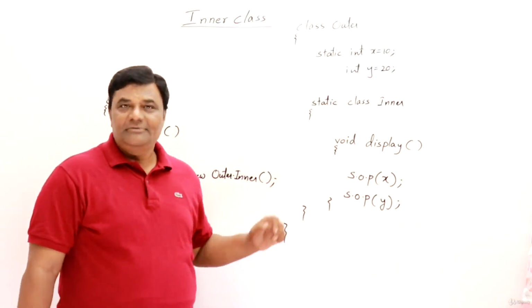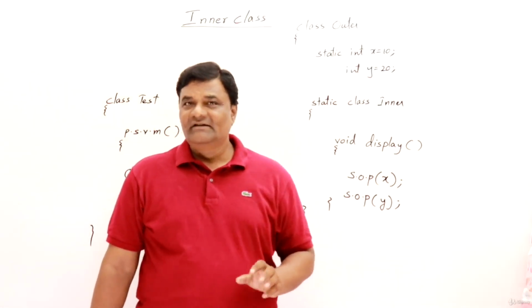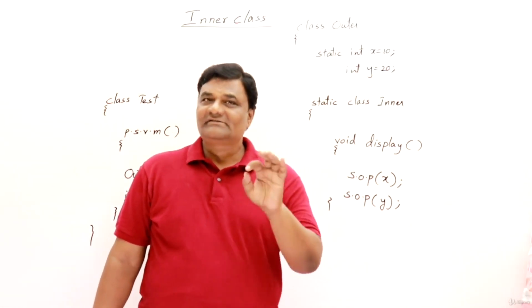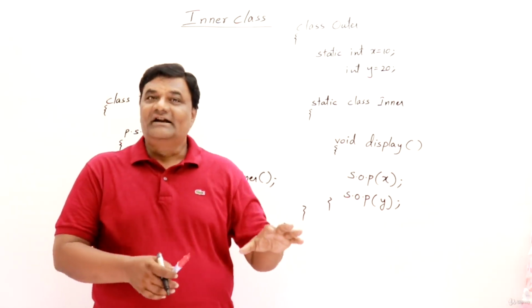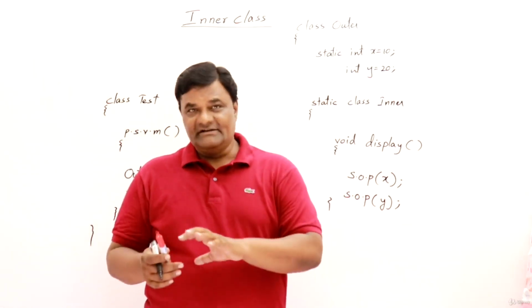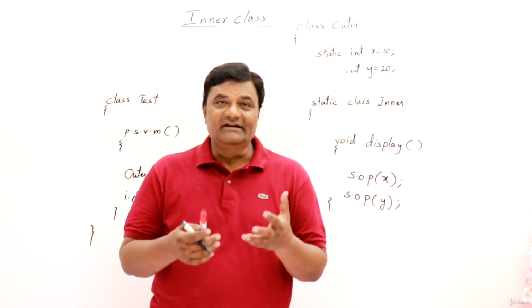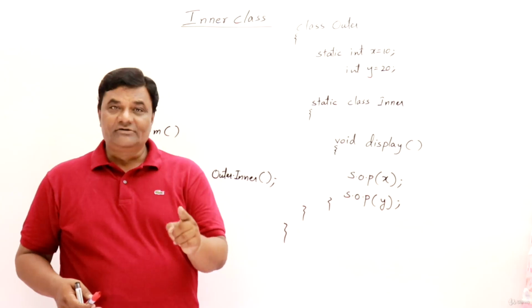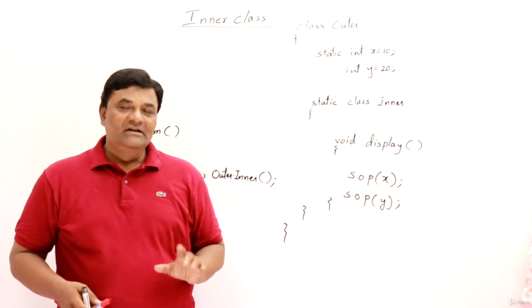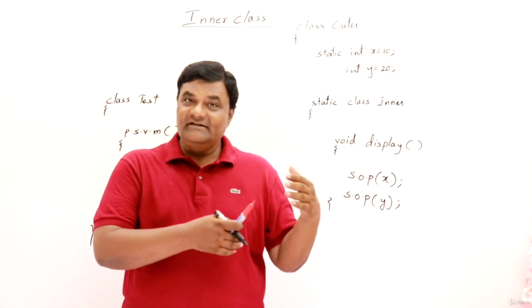So here I have an example of a static inner class. Static inner classes are the static members of outer classes, and the object of a static inner class can be created outside the outer class. You can create them and access them from anywhere, and you don't have to create the object of the outer class. So in the beginning we saw nested inner classes.